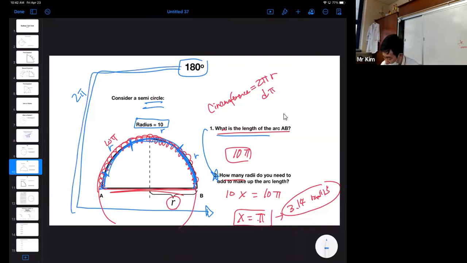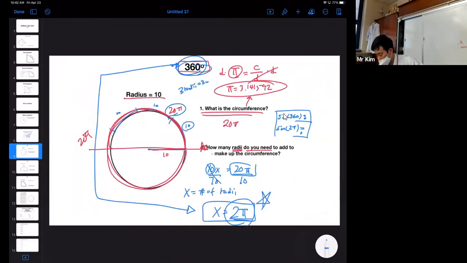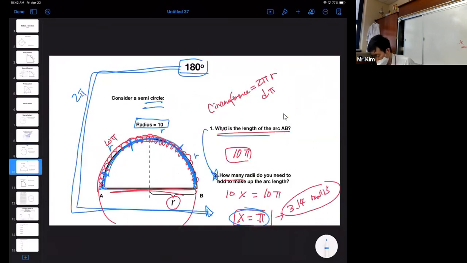Again, the connection is, if you want to skip the conceptual part of it, then just remember this. 180 is pi radians. 360 was double that, so it's 2 times pi radians. I hope you guys can see the pattern here. So 180 degrees now becomes pi radians based upon that fact.